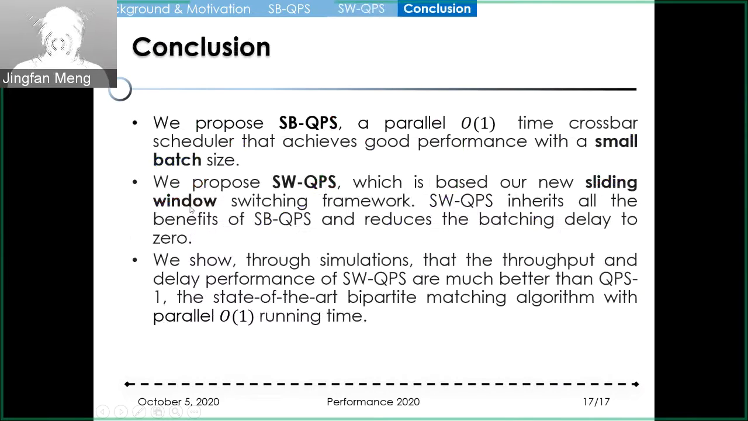In conclusion, we propose small batch QPS. It achieves high throughput with a small batch size. And we propose sliding window QPS, the final result of this research. It inherits all the benefits of small batch QPS and avoids paying the batching delay.